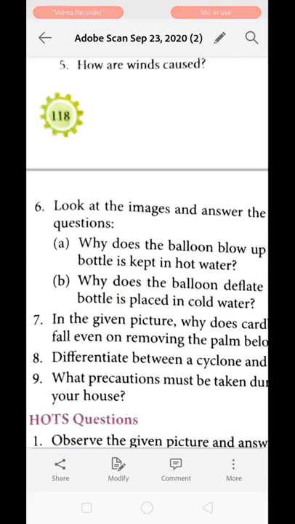Next, why does the balloon deflate when the bottle is placed in cold water? Because when we place the bottle in cold water, the air filled inside the bottle gets cold and condensed, and because of this the atmospheric pressure inside the bottle is reduced. Okay, and because of this the balloon gets deflated.